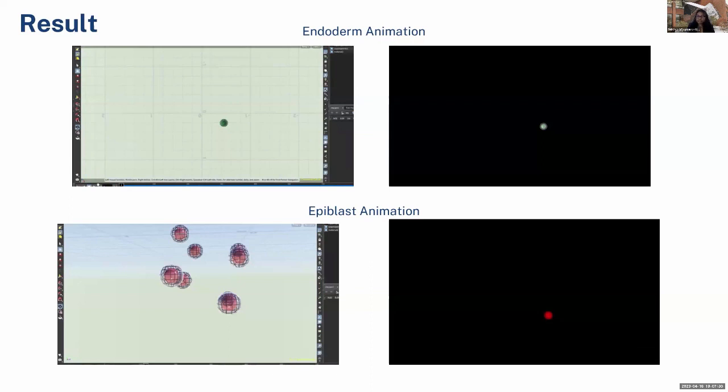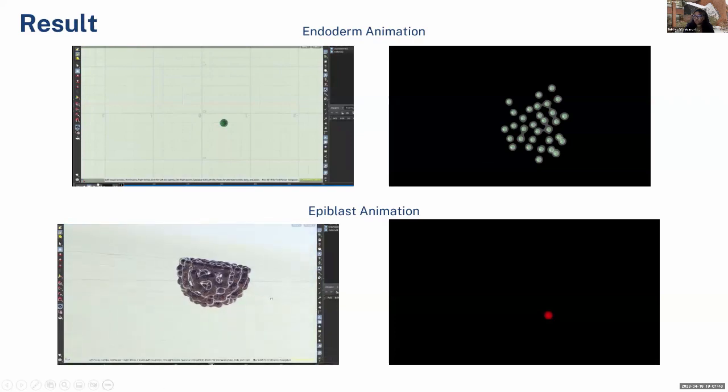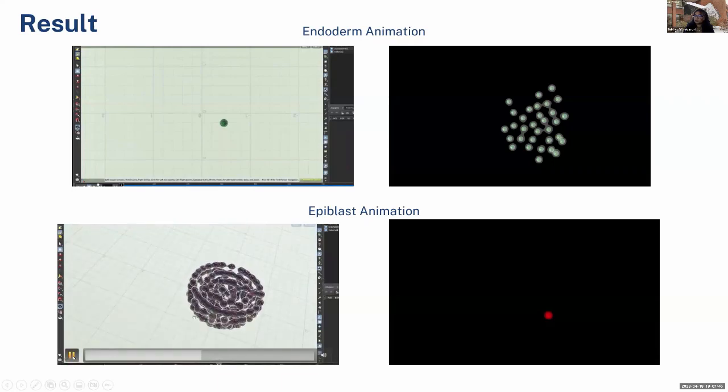I need to refocus and learn a better way to render it out from Houdini so that the materials are visible and give a realistic experience. And this is how the trophectoderm cells were rendered. That's in the interface, and this is how it was rendered out from Houdini.